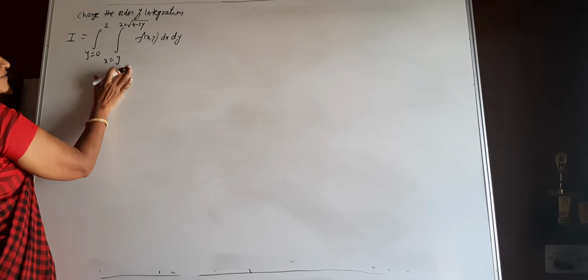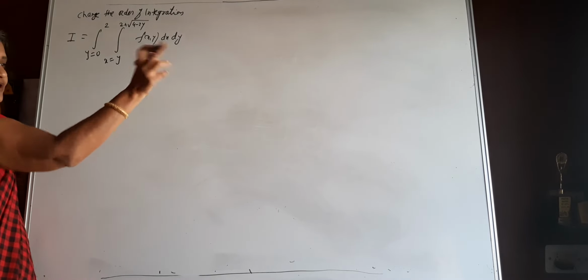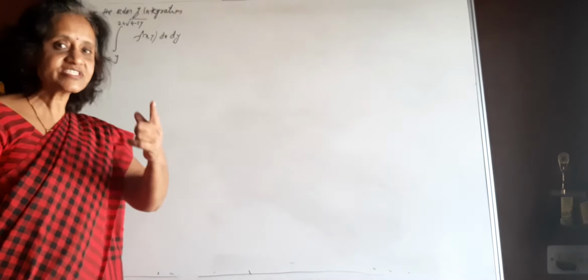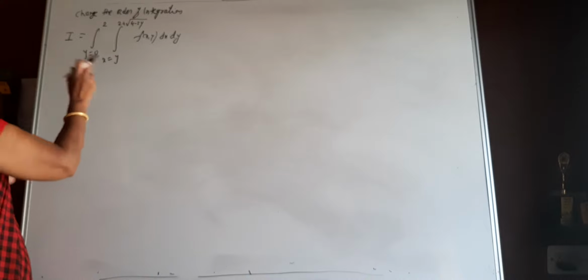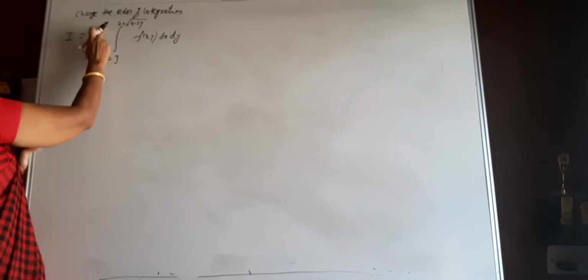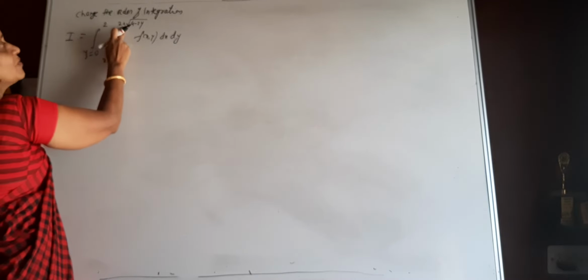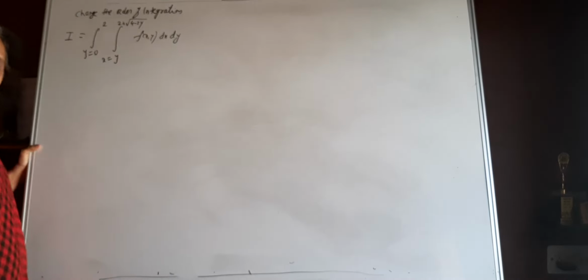Now here, first thing, similar steps. What I gave you steps over there. The first step I gave you is sketch the curves. Here which curves do you have to sketch? Our curves are y equal to 0, y equal to 2, then x equal to y and x equal to 2 plus root 4 minus 2y.